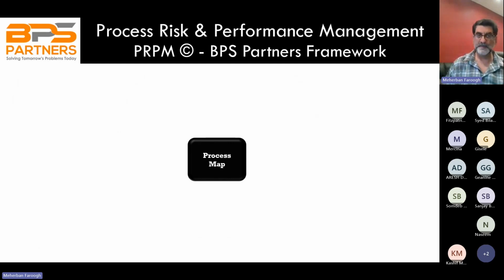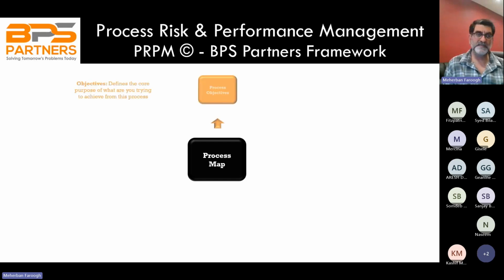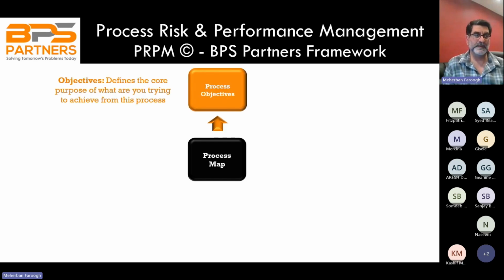So you've got a process map, right? On the process map, you start identifying your objectives, which essentially is defining the core purpose of what you are trying to achieve from this objective. So when I do these workshops, and I'm being completely candid with you, when I tell people, so what's the core purpose of your process?